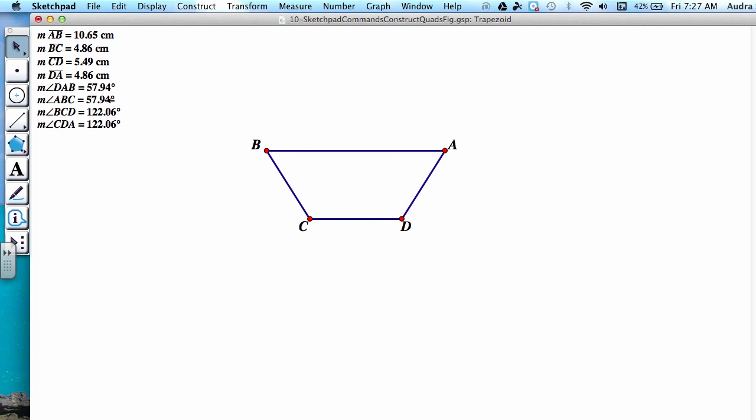And then if I look at the consecutive angles between the bases, here and here, these two angles are supplementary, making the bases parallel. And the same holds true with these two over here. They're supplementary, therefore my two bases are parallel. Therefore we have an isosceles trapezoid.